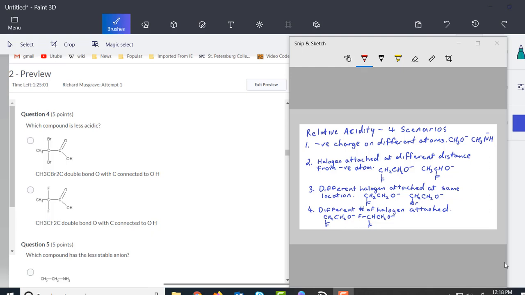Now, to answer a question like number 4, which compound is less acidic, I think it's helpful to be aware of the relative acidity scenarios that we talked about in class, and there's 4 of them. And this is all with regard to the anion and being able to tell which one's more stable. So the first thing we want to do here is, if we've got 2 acids that aren't anions, we want to turn them into H+ and the anion. So that scenario will disappear, but they'll come back in a second.